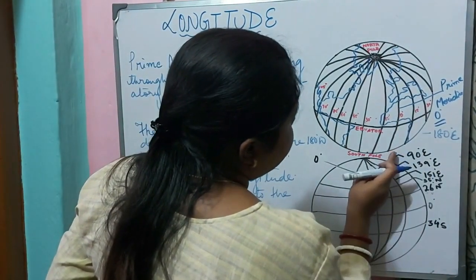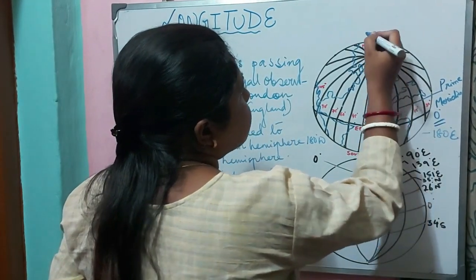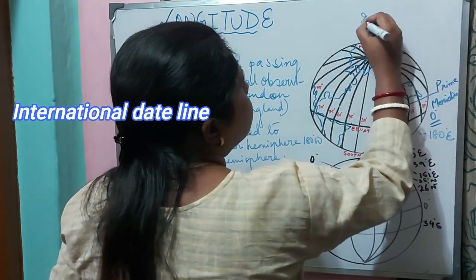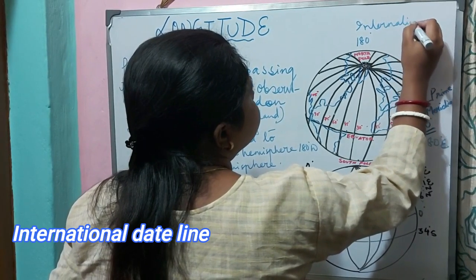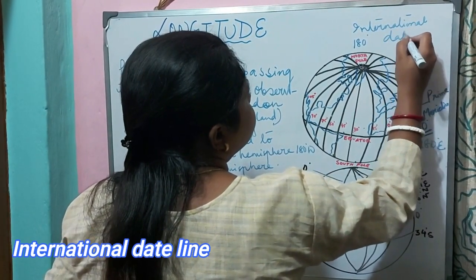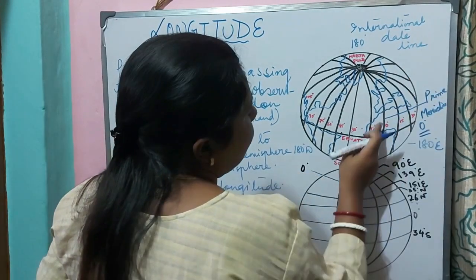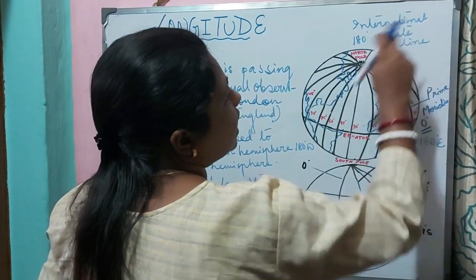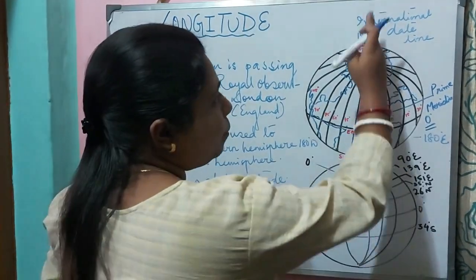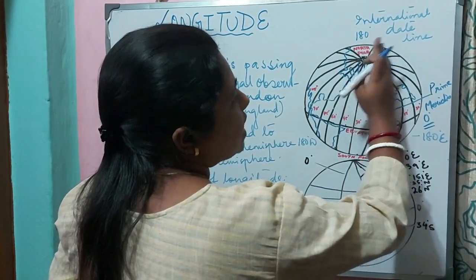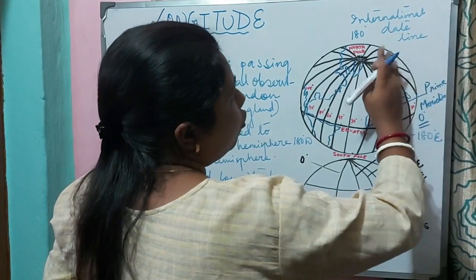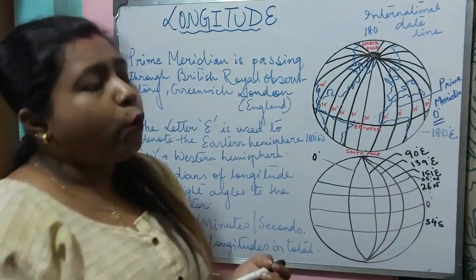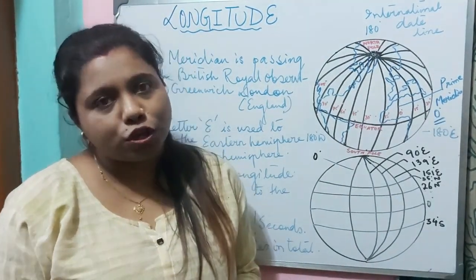Just see, this is 0 degrees and right opposite of 0 degrees, here it is 180 degrees. This is referred to as the international date line. So the line which is formed opposite the prime meridian, that is 180 degrees, is referred to as the international date line. On the basis of this international date line, the date changes from the western to the eastern hemisphere. Clear? Now let us go ahead with some features of longitudes.